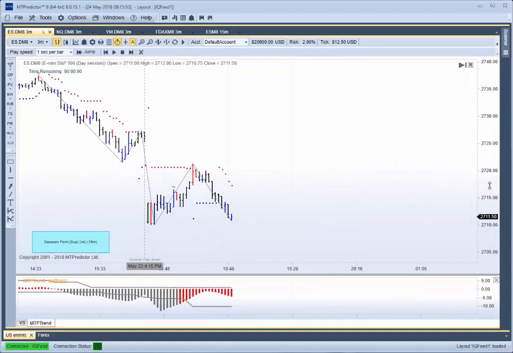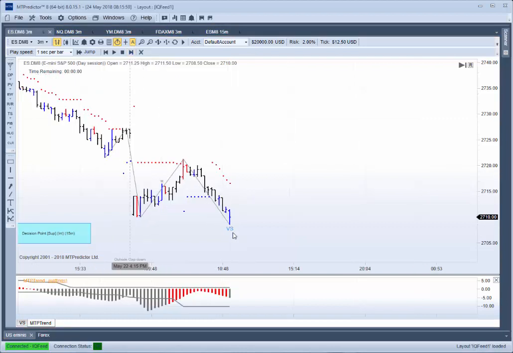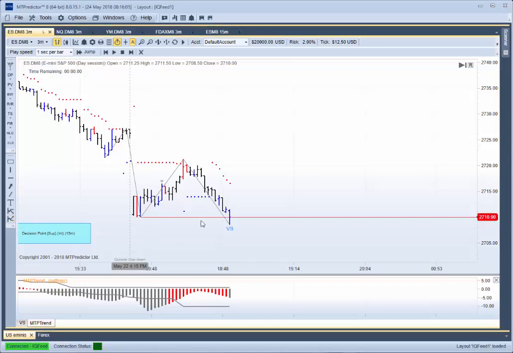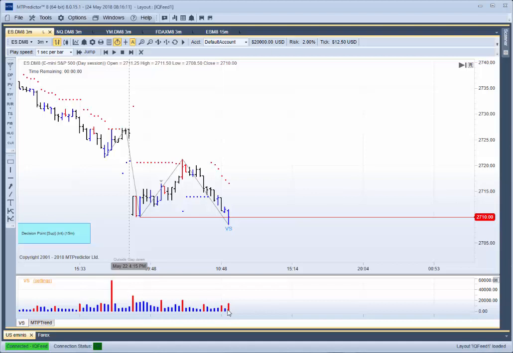So what is a VS setup? A VS setup is where a bar makes a wide range move, like it did here, a wide range move through a previous high or low. So if I put a low tag on here, you can see that the ES made a new low. It made this on a high volume spike. In other words, the volume spiked as the market went through this level.